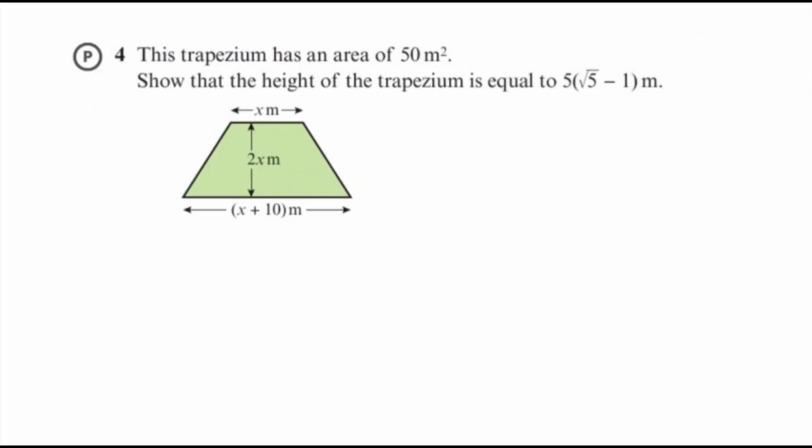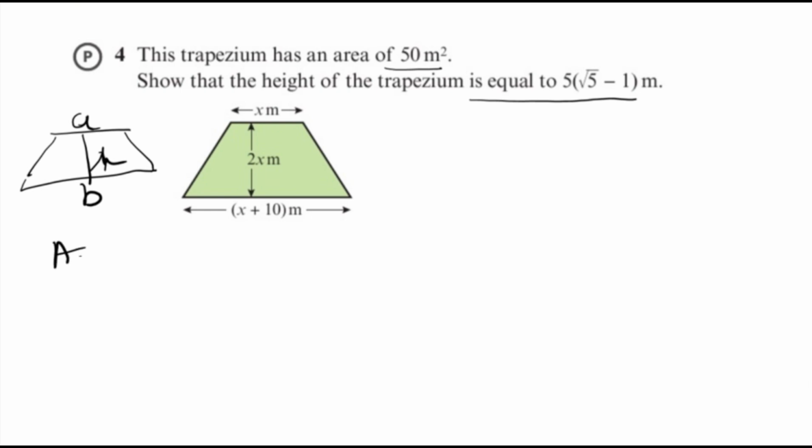Okay. Next question, question number 4. This trapezium has an area of 50 meters squared. Show that the height of the trapezium is equal to 5 into root 5 minus 1. Now, to do this, first we should know the formula to find the area of a trapezium. If this is a trapezium, this side is A, this side is B, and this is our height. The formula is area is equal to A plus B times H over 2.